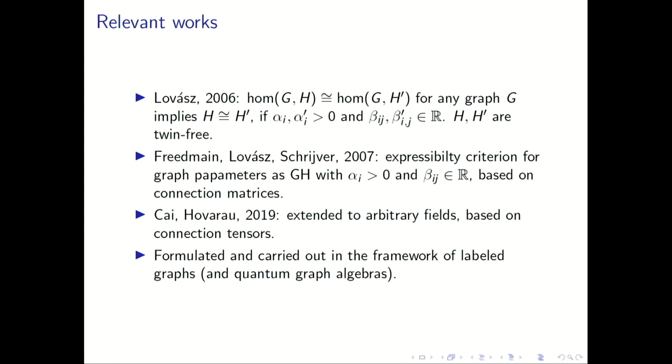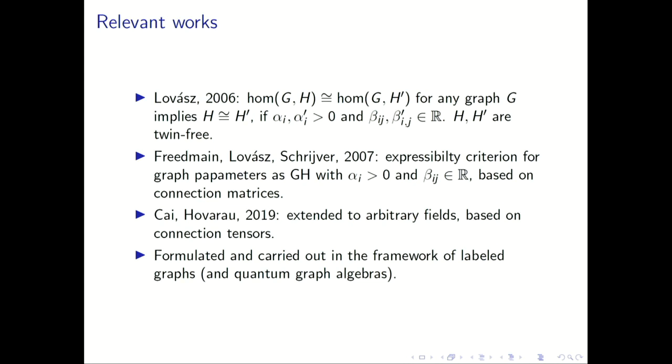Another interesting question is the expressibility of graph parameters as graph homomorphism. An explicit expressibility criterion for graph homomorphisms with positive vertex and real edge weights was obtained by Freedman, Lovász, and Schrijver in 2007. It was subsequently extended by Tsai and me to account for vertex and edge weights from an arbitrary field without any restrictions on them. These results are all carried out in the framework of label graphs.